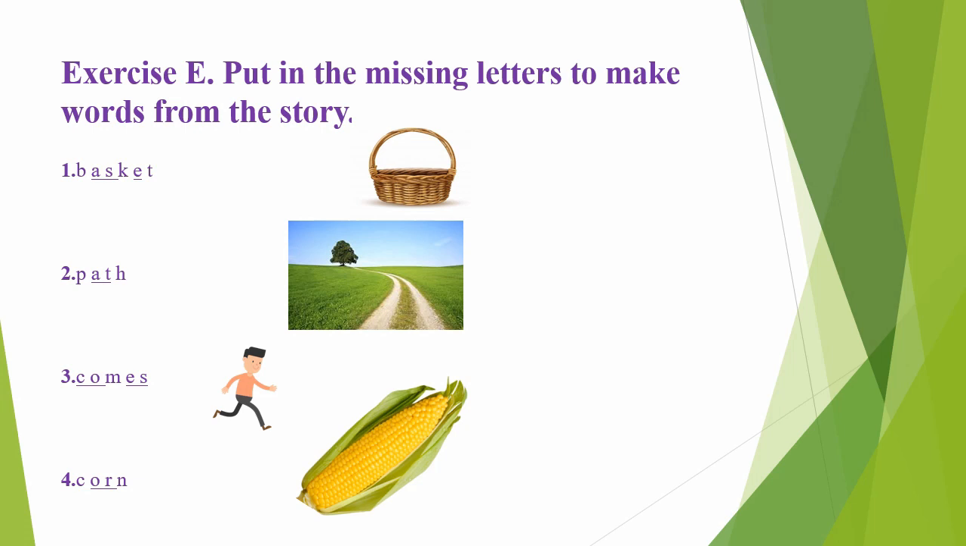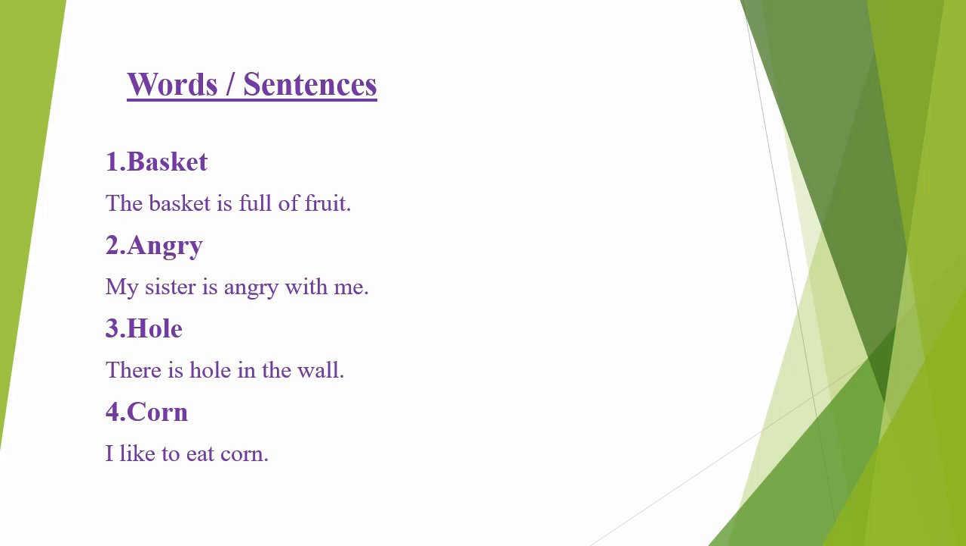Look at number 3. Dash dash M dash S. Missing letters are C-O-M-E-S. Comes. Look at number 4. C dash dash N. What is it? Yes, corn. C-O-R-N.